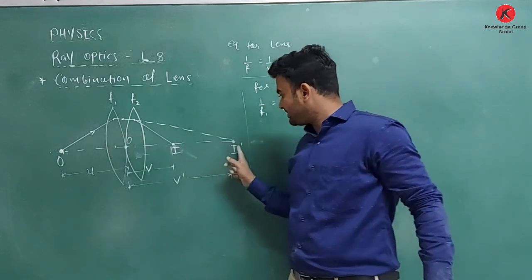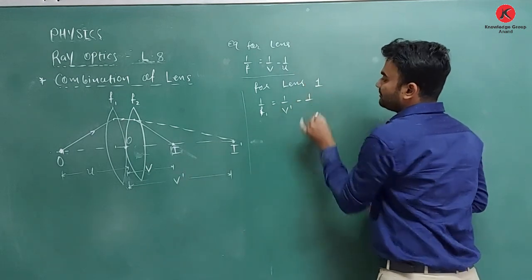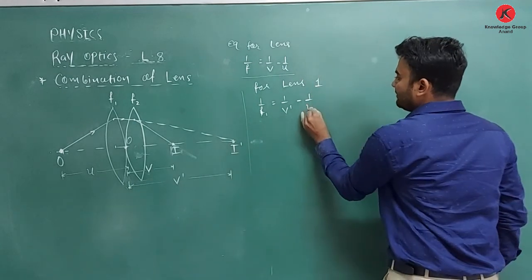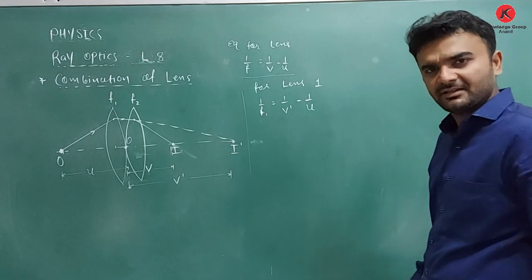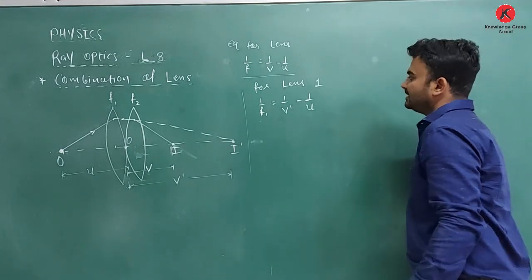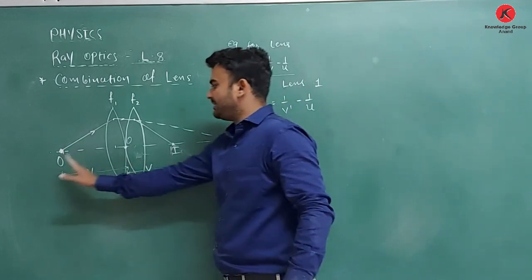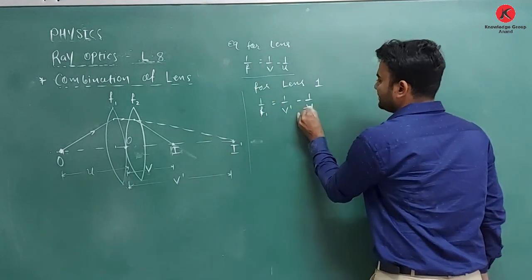The image of the first lens is formed here, so the distance will be v dash, minus 1 upon u. What is u? U is over here, so it will be u. Since it is on this side, we can write it as minus u.